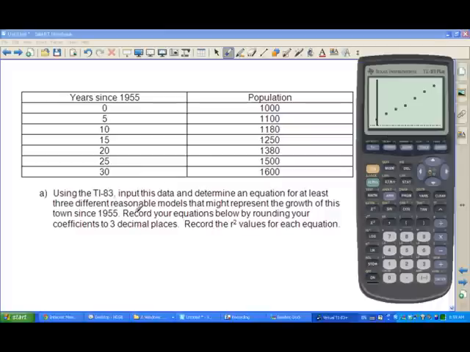So I need to do some regression on this data. I need to compare the r-squared values for each of my equations. So to get my r-squared values, I need to turn the diagnostics of the calculator on. So I'm going to press second function and then number 0 for the catalog and scroll down to the diagnostics. Diagnostic on, I'm going to hit enter twice. So now my diagnostic is on.